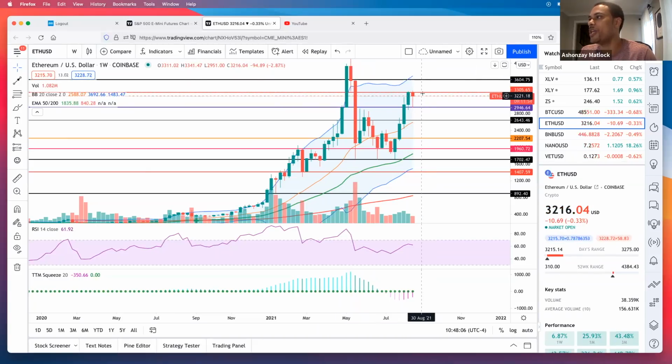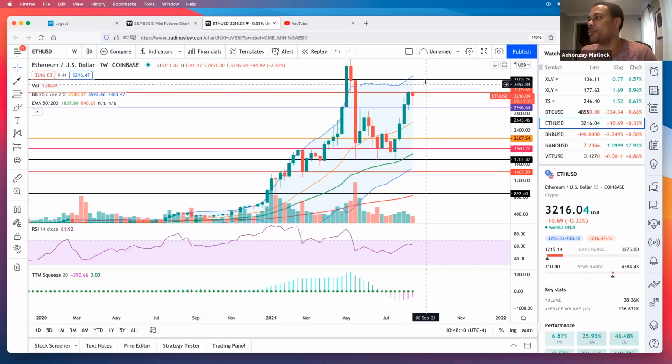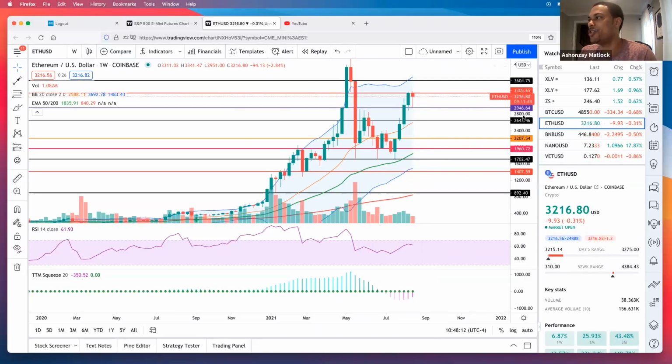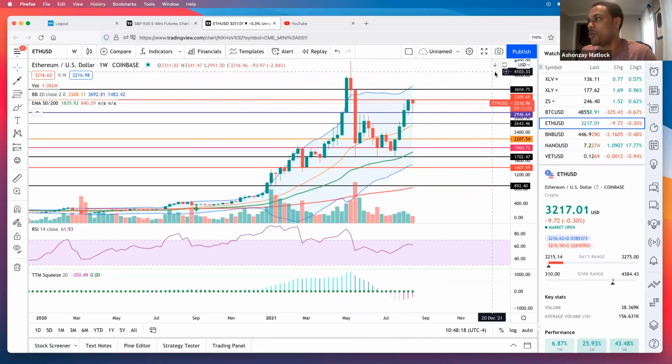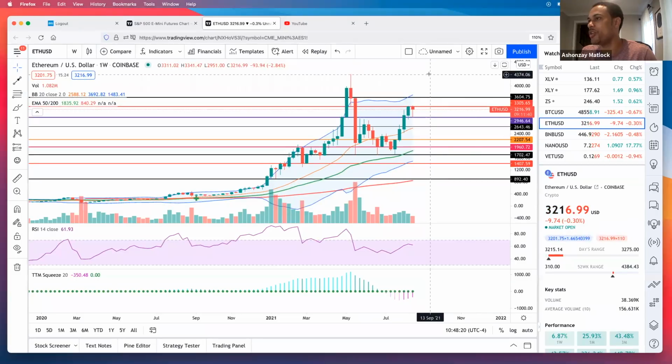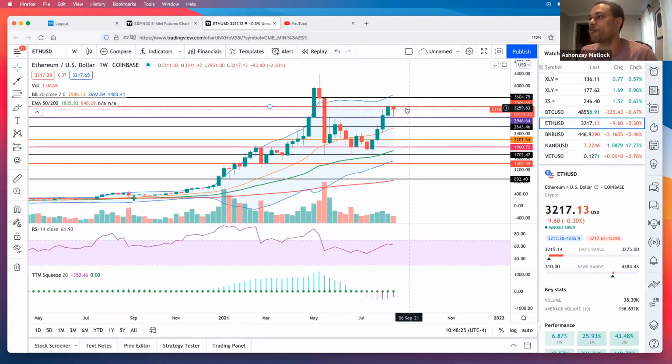But if we get a clean break above 3,300, then more than likely it's going to allow us to make that push to about 3,600, 3,500. And if we can get past, again, this level of resistance, then you see where we're going, probably 4,000. And we could even make a push to the 4,400, which was all-time highs. So Ethereum's chart is looking really good.